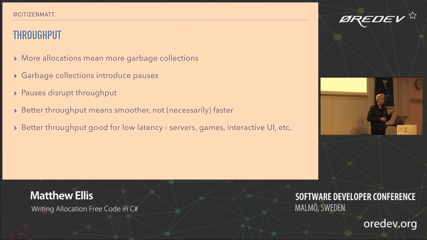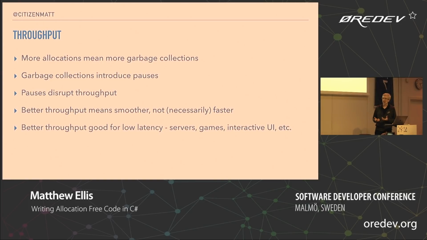So the idea is more allocations mean more garbage collections. More garbage collections introduce pauses into your code, and those pauses then disrupt throughput. So better throughput essentially gives you a smoother experience with your application. This doesn't necessarily mean that things will be faster. They probably will be, but it might just be that things are smoother rather than spectacularly faster.